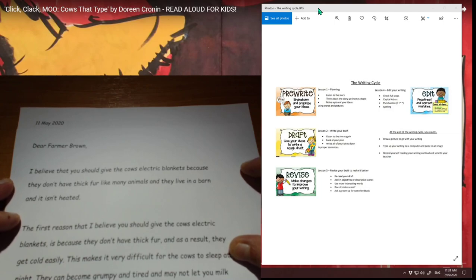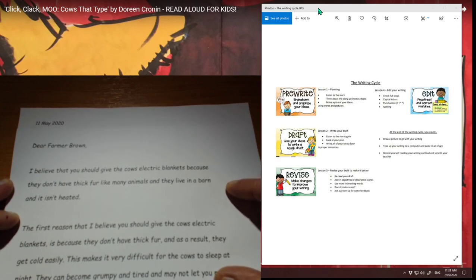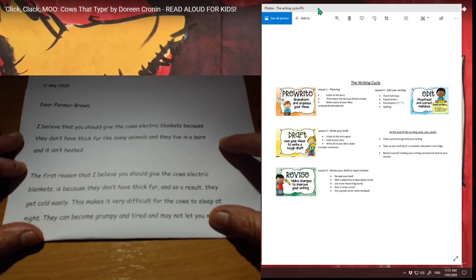The first paragraph is my opinion. It also has 2 reasons. You will have 3 reasons. I believe that you should give cows electric blankets because they don't have thick fur like many animals and they live in a barn and it isn't heated. I gave my 2 reasons. In my next paragraph, I'm just going to move it down.